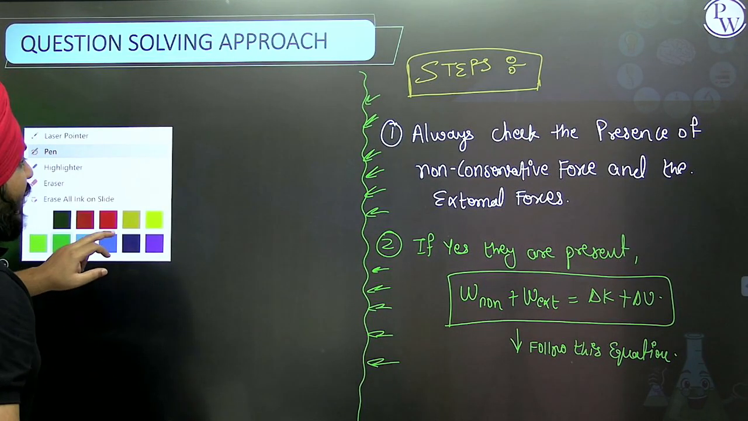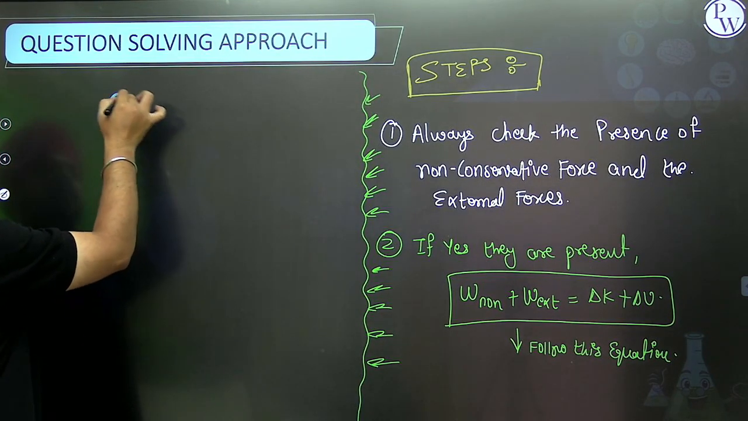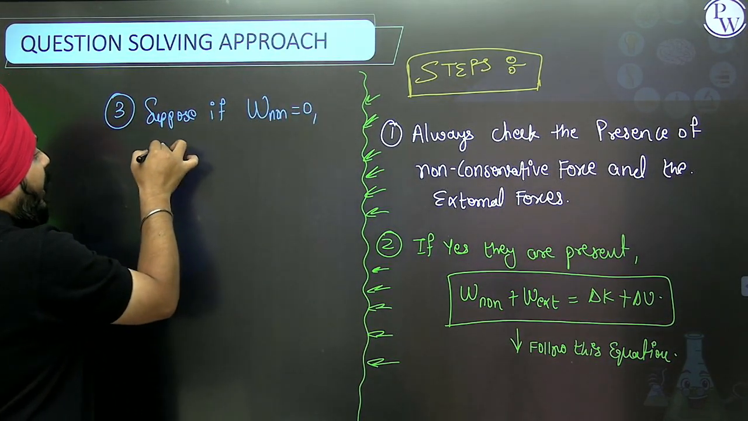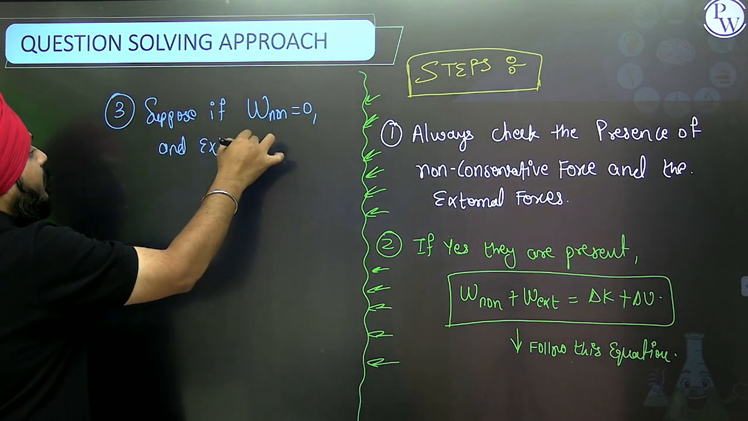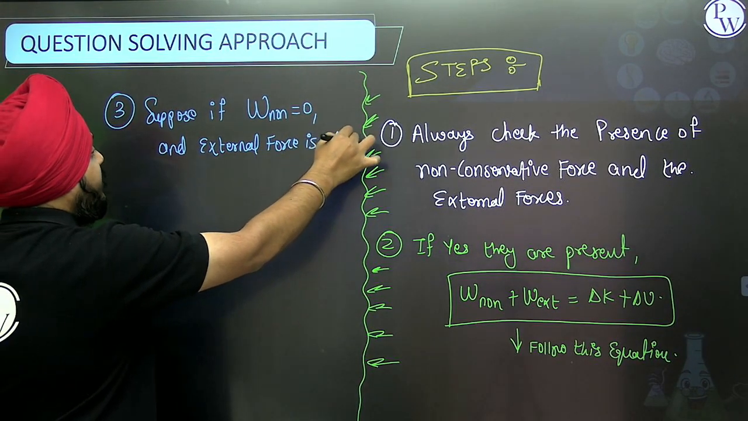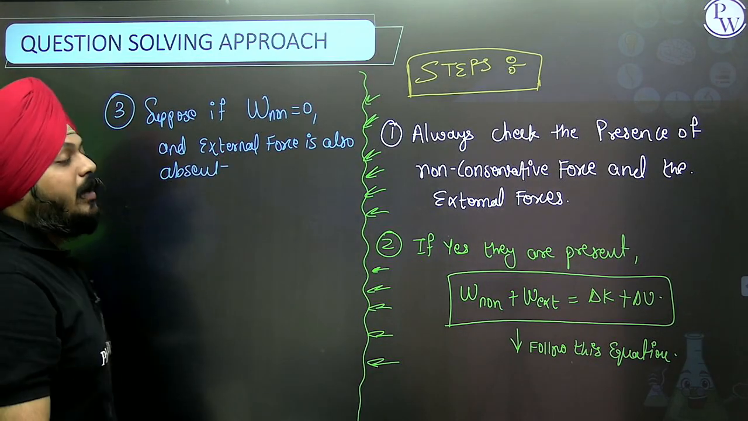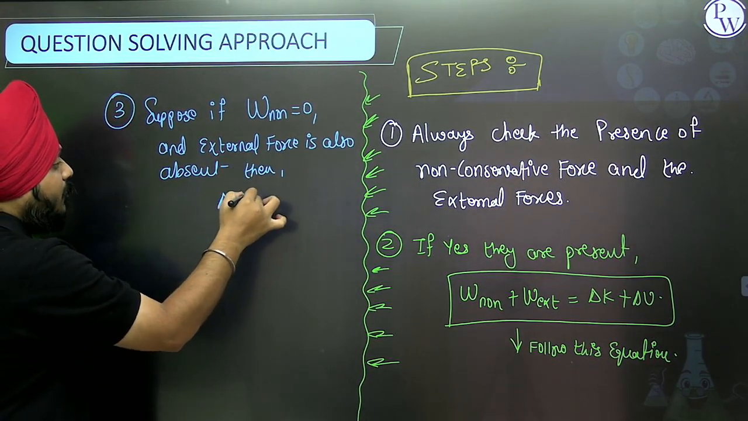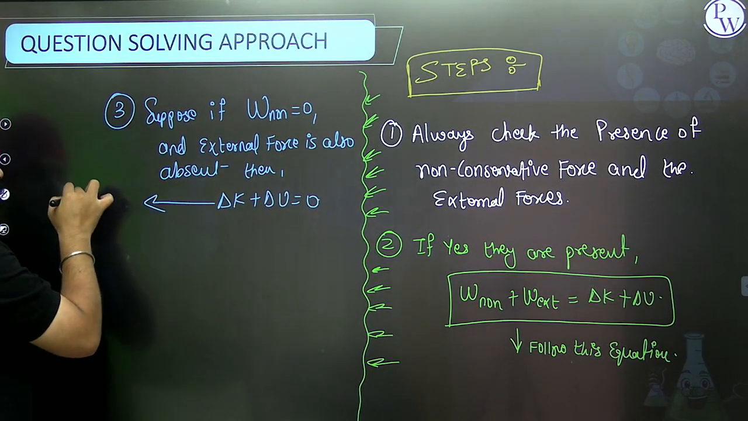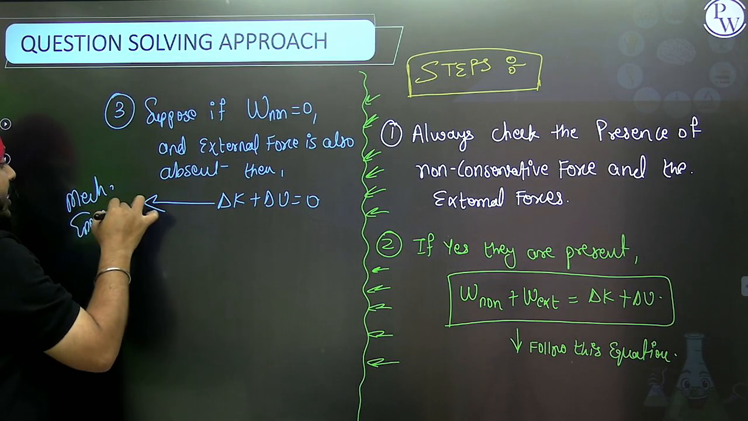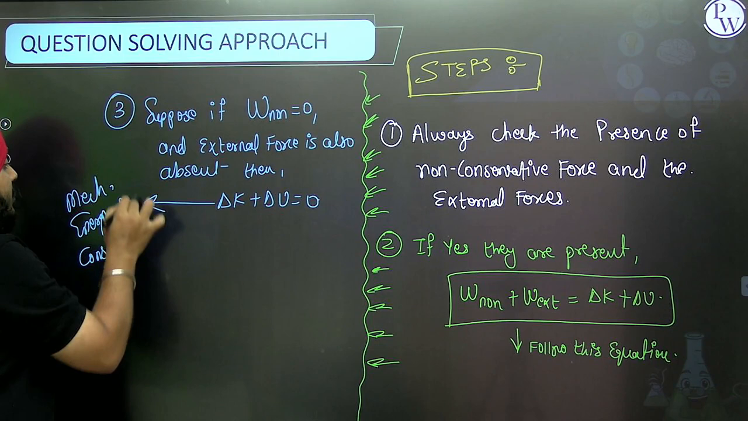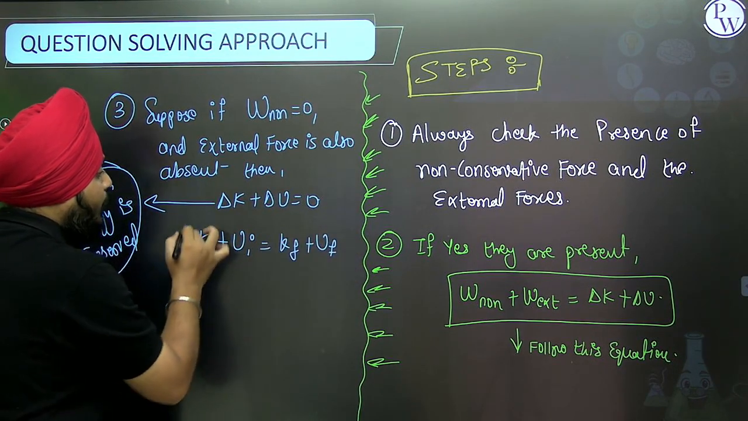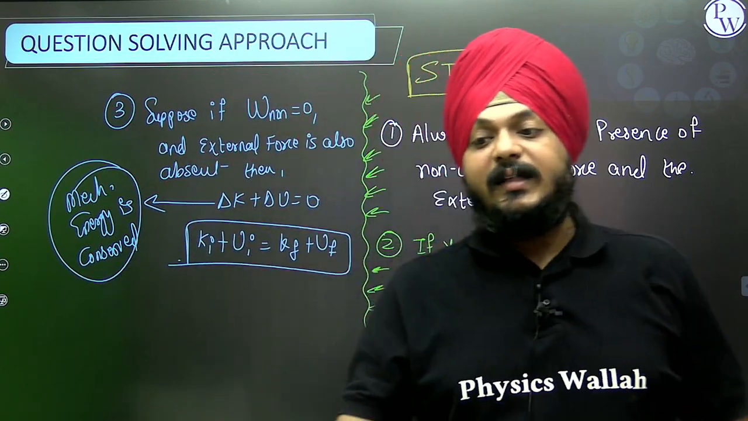Now, the next one, the third step. Suppose the work done by the non-conservative force is zero and the external force is also absent. Then follow the second equation: mechanical energy is conserved, K initial plus U initial equals K final plus U final. You have to use this equation, that's it. These are the steps.